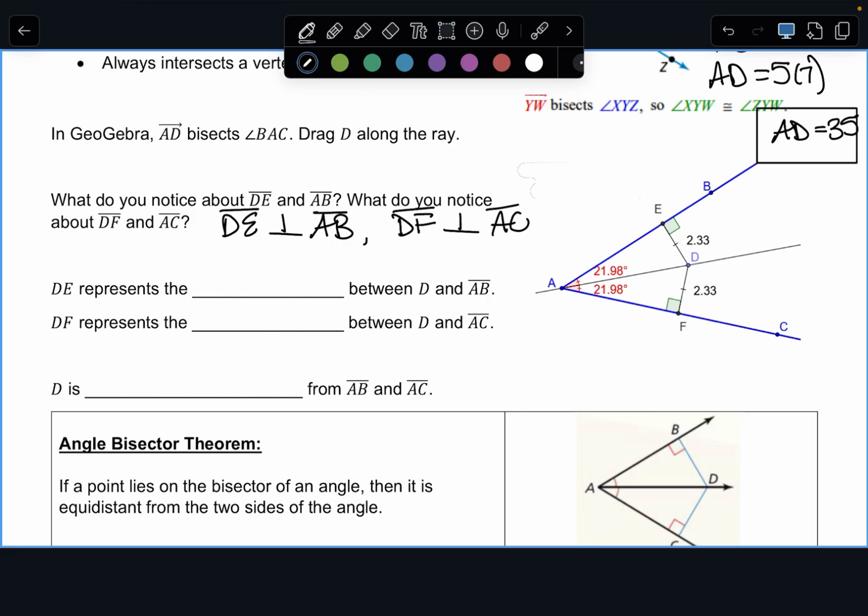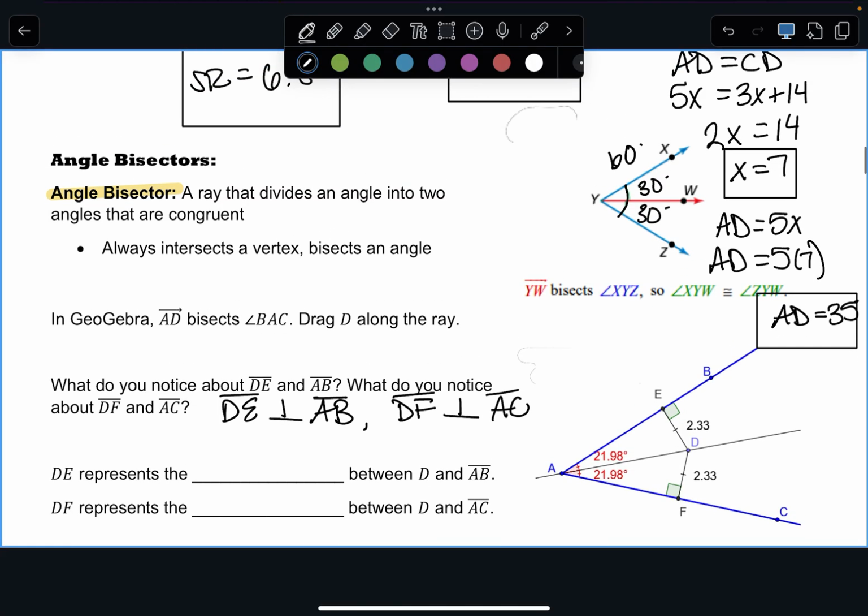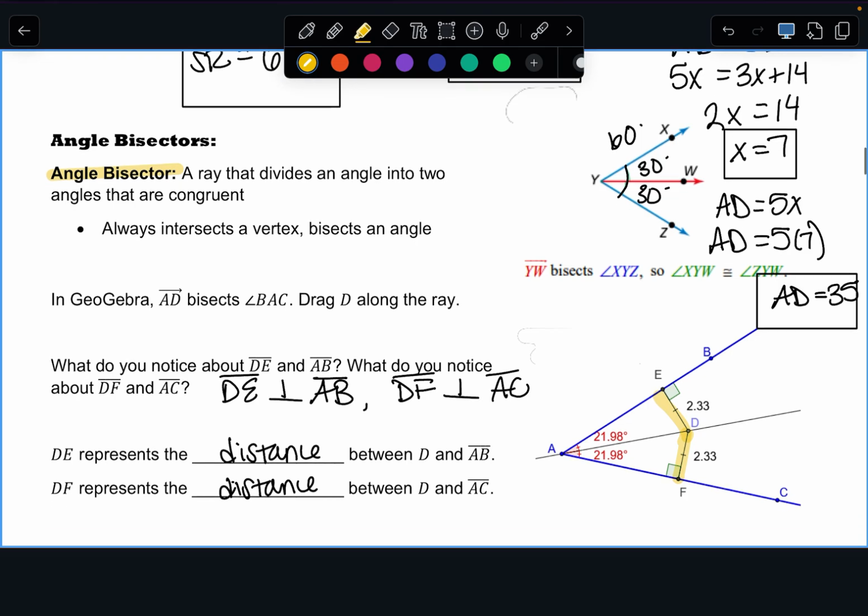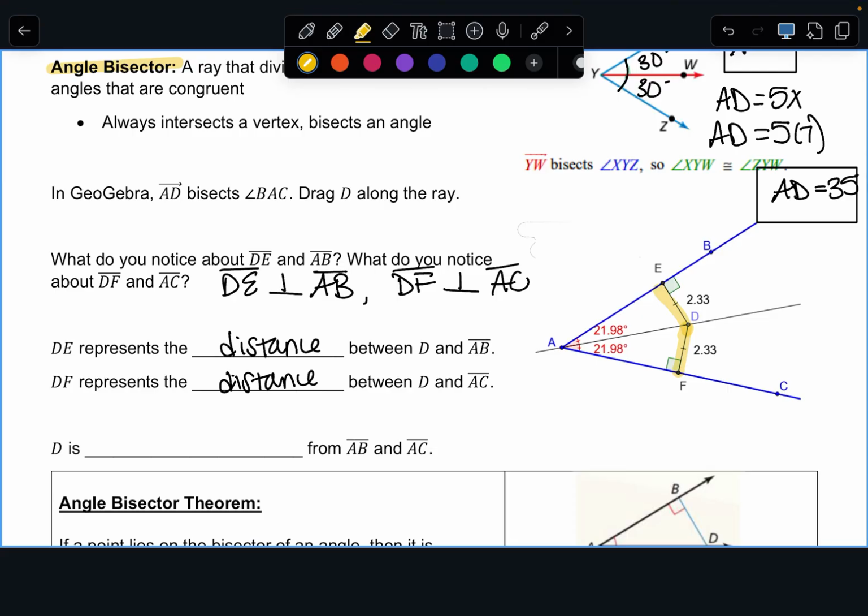Listen. So, step one, we noticed that these were perpendicular. They represent the distance. So again, those segments, their length represents the distance between that point and the line. And what we recognized was that these two distances are the same. So for angle bisectors, we have congruent angles and two congruent segments.